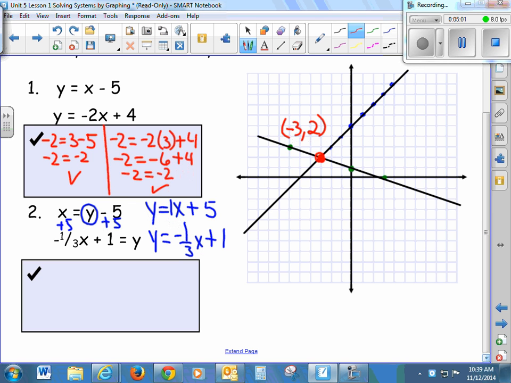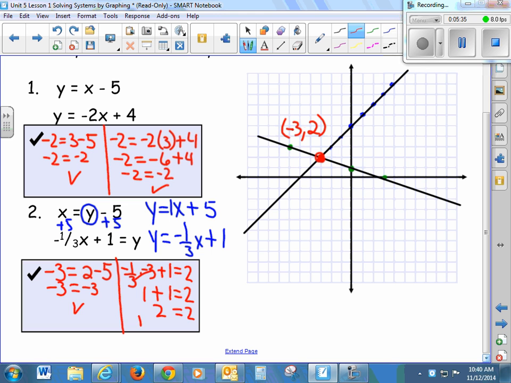So we're going to go back to the original equations and plug in to the variables. So y, negative 3, equals 2 minus 5, and 2 minus 5 does equal negative 3, so that one checks. And we'll do the same thing for the second equation. So that's negative 1/3 times negative 3, excuse me. Then we're going to add 1, and that should equal 2. Negative 1/3 times negative 3 is positive 1. Add 1 to that, and you do get 2. So again, we have a true statement. So the ordered pair negative 3, positive 2 is our solution to this system.